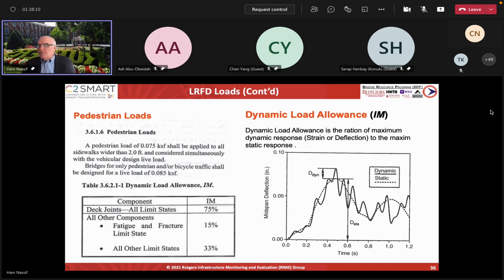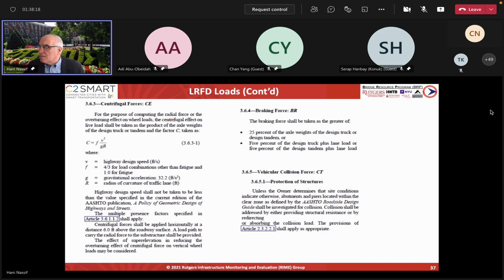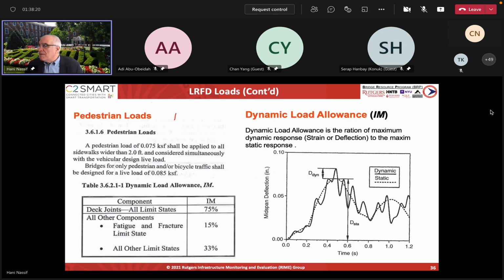And the impact factor, if you remember, there was an equation. Some of you might remember it from the senior class. The impact factor I was equal to 50 divided by 125 plus L. Actually, it was 50 divided by 25 plus L, and such that it is always less than 0.3. That was the old code.